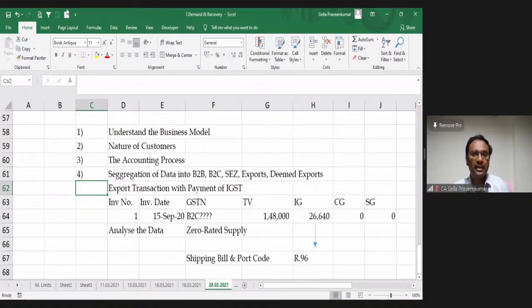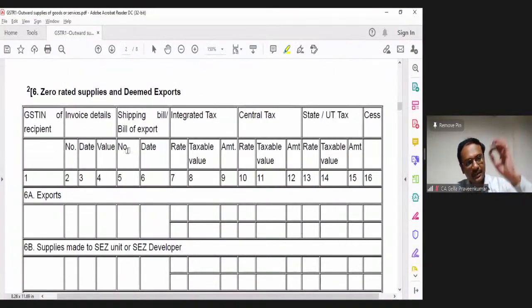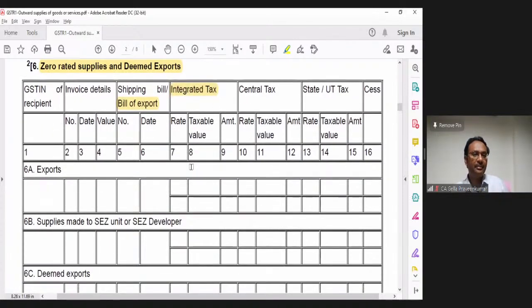Let me come back to my GSTR 1. Now here, this table says, look, you have an export, zero rated supply and deemed exports. GSTN of recipient when it is a SEZ transaction. If it is not SEZ, there is no need to give my GST number. I need to give my bill of export. I need to give my port code. Here in this, it is missing. Along with the bill of entry, a port code has to be mentioned. I have to mention what is the integrated tax I have paid.